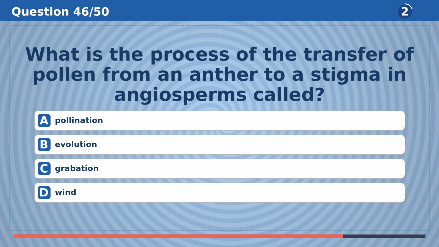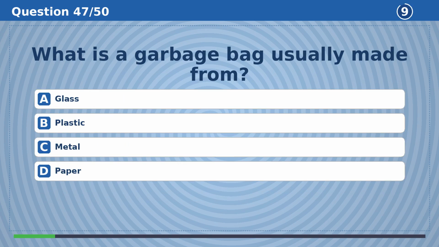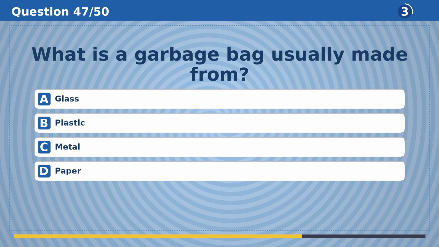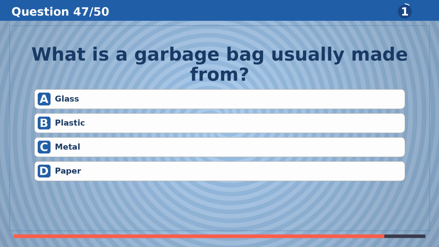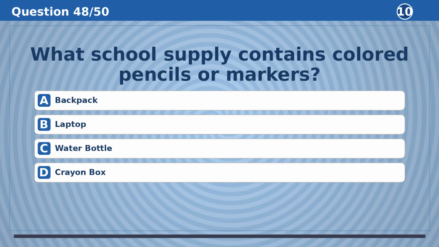What is the process of the transfer of pollen from an anther to a stigma in angiosperms called? The answer is A, Pollination. What is a garbage bag usually made from? The answer is B, Plastic.